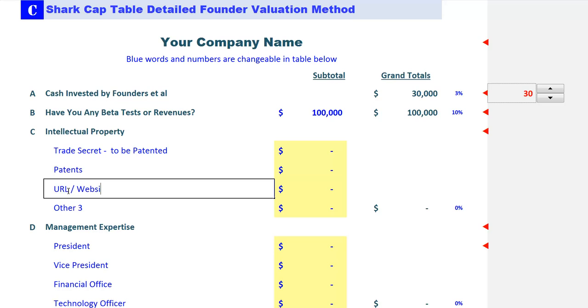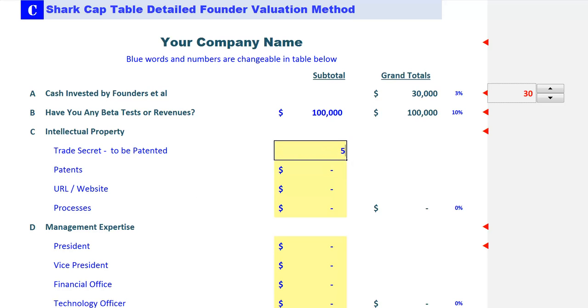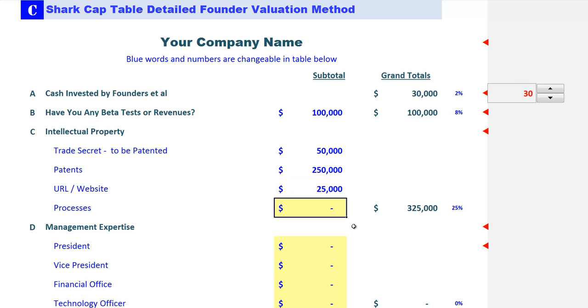Intellectual property, well, you might have some trade secrets, you might have some patents, you might have a URL/website. There we go, processes. So maybe the trade secret's worth $50,000, and maybe your patents are worth $250,000. Might have to get some real people to look at your patents and do a freedom to operate. URL website, maybe you got $25,000 involved in that. And processes, well, maybe you got some secret sauce, we'll give that another $150,000.